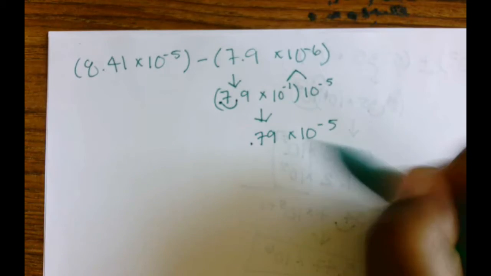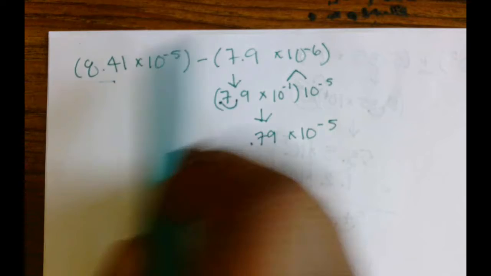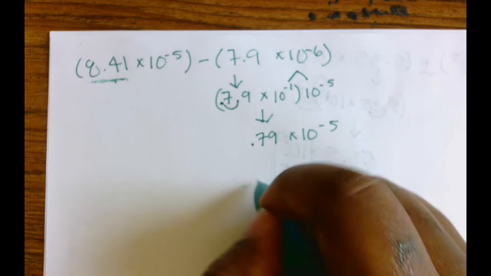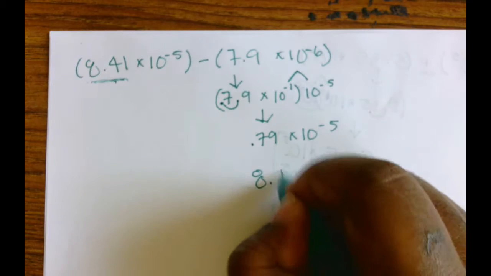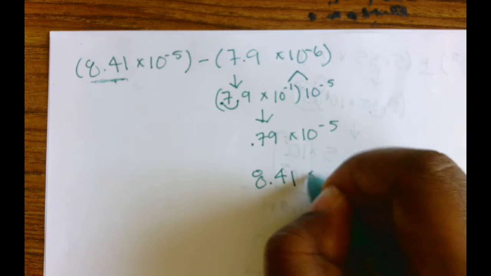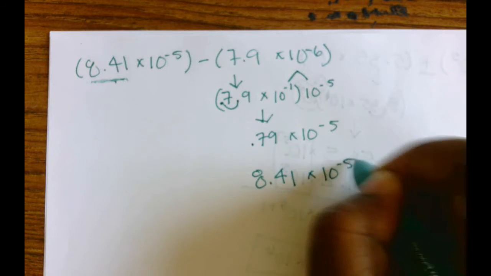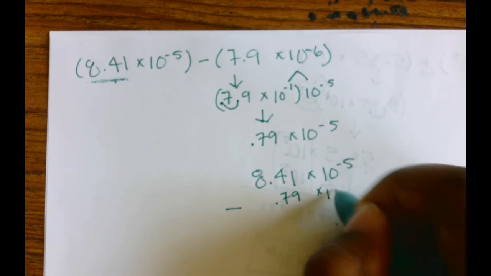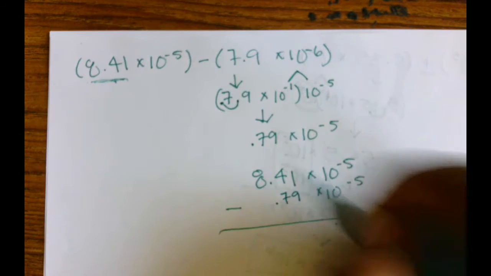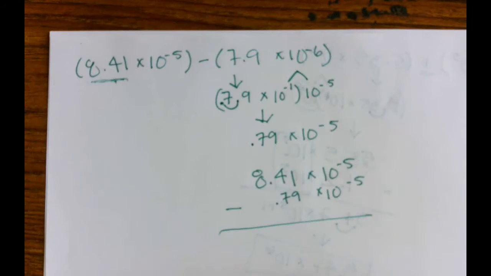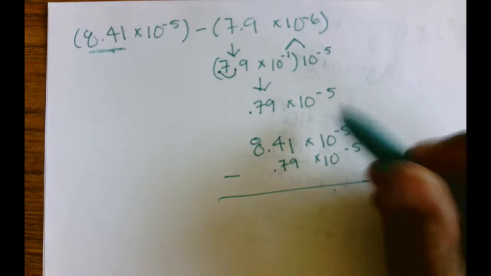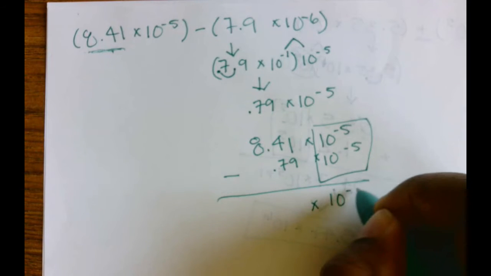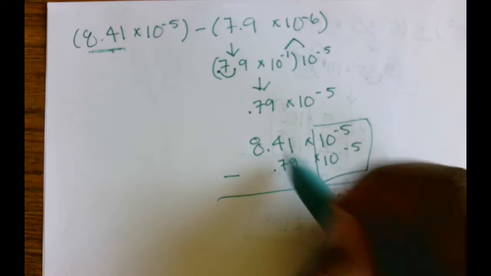Now that I have that, I can go back to that first coefficient and subtract. Because this is the number that comes first, I'm going to go ahead and write that out on top. Minus 0.79. And being careful to make sure I line the decimals up. This is going to stay the same, so it's still going to be times 10 to the negative fifth power. And then I'm going to subtract these.